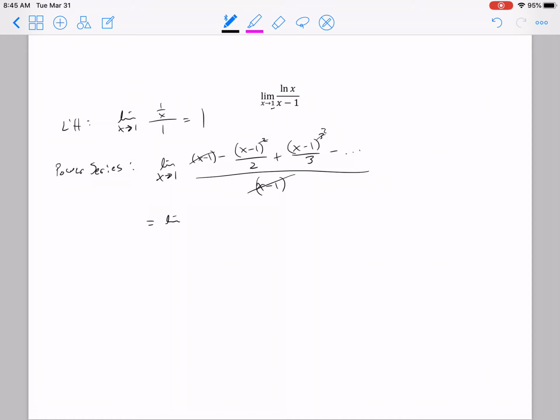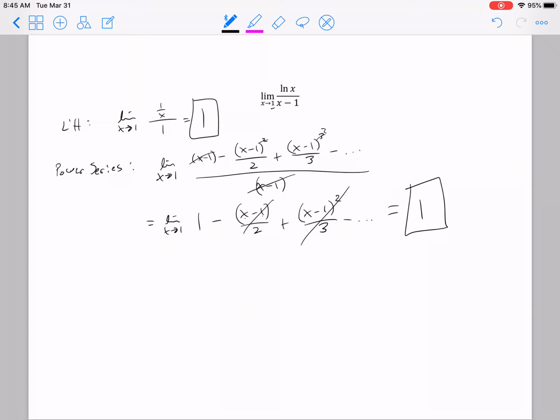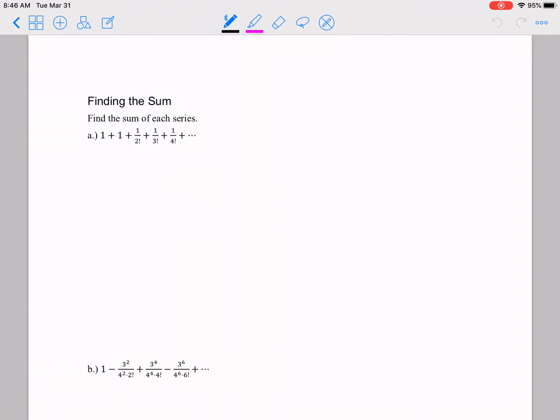And we'll get the limit as x goes to 1 of 1 minus x minus 1 over 2 plus x minus 1 squared over 3 minus so on and so forth. And so everything's going to become 0 because 1 minus 1 is 0. These are all going to drop out, and we'll be left with just 1, which was the same answer that we got for the actual limit, doing it right above there. I'm going to skip that next one, and then I'm going to go on over to these.